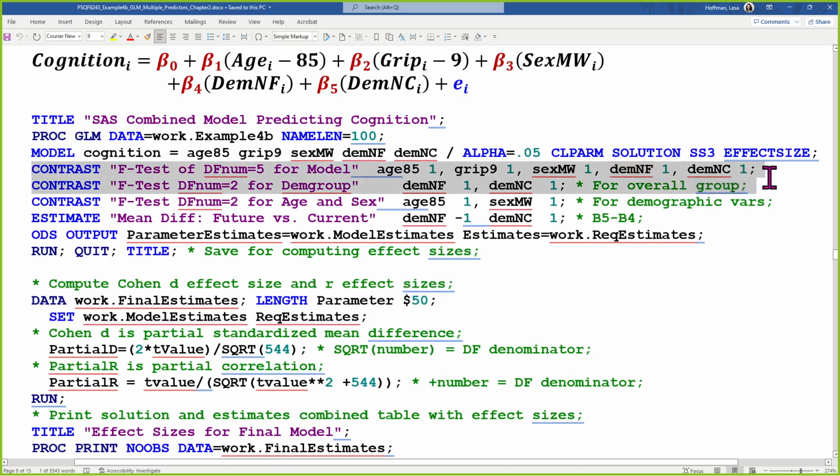So this is the one that you don't need to do. Attention shoppers, do not spend the time typing this one. It's already given to you. This is a demonstration. I wanted to show you if, for some reason, you didn't get the F for the model, how you could get it.